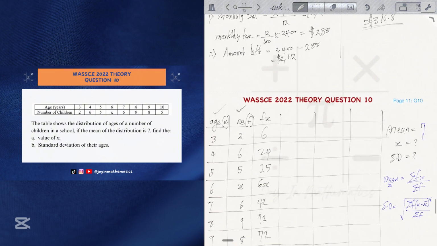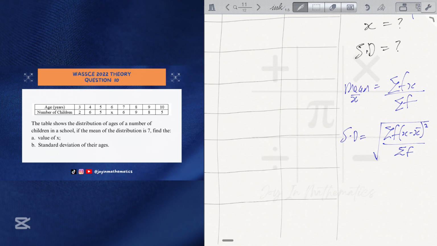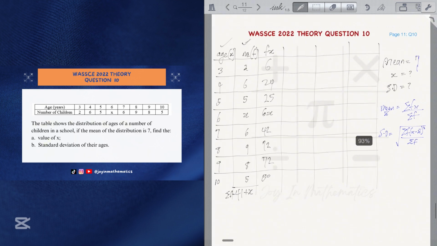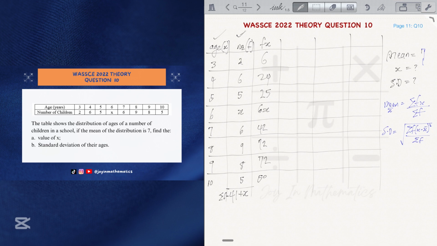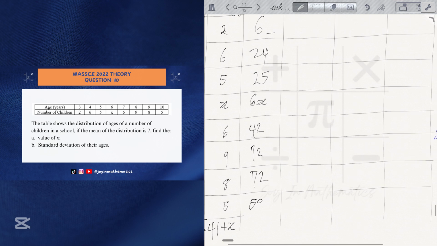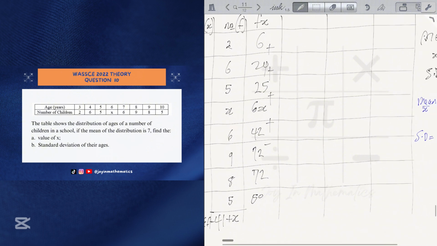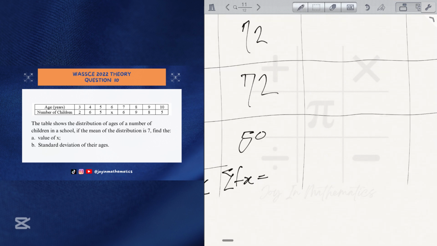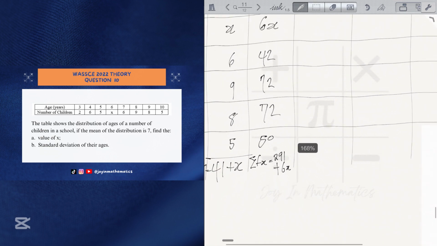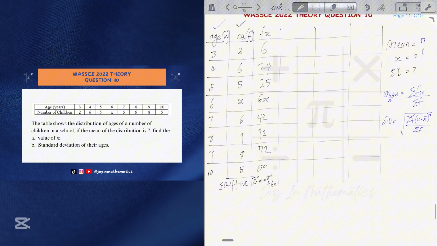Now if you look at the formula of mean again, it says summation f of x. We have known summation f to be equal to 41 plus x. Now what is summation f of x? So that means we are going to add 6 plus 24 plus 25 plus 6x plus 4x, 42 plus 72 plus 72 plus 50. Now when we sum this all together, you can use a calculator. So we have that summation f of x is equal to 291 plus 6x.